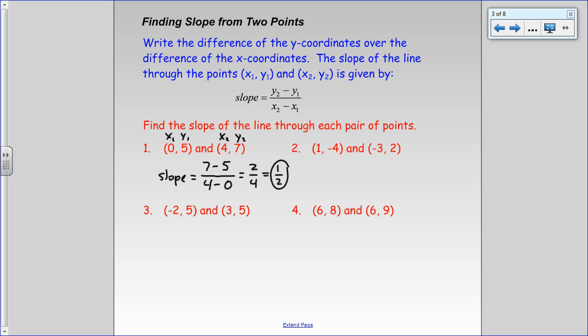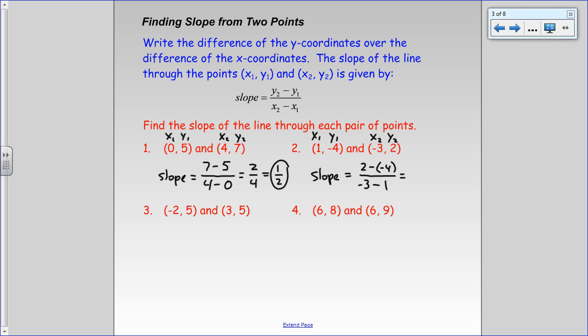Let's look at a second example. Once again, we can see the x-coordinate and y-coordinate of our first point, and then over here the x-coordinate and y-coordinate of our second point. And to calculate the slope, we simply substitute those values into the formula. Y sub 2 is 2 minus y sub 1, which is negative 4. X sub 2 is negative 3 minus x sub 1, which is 1.